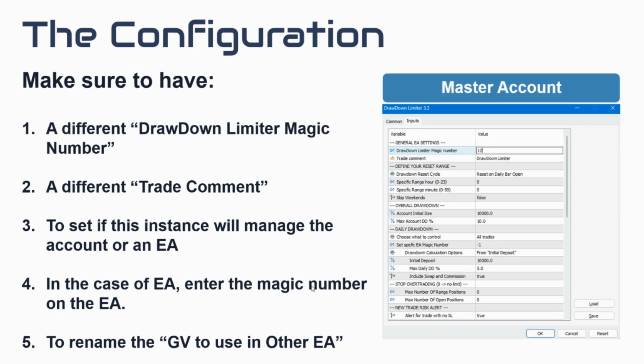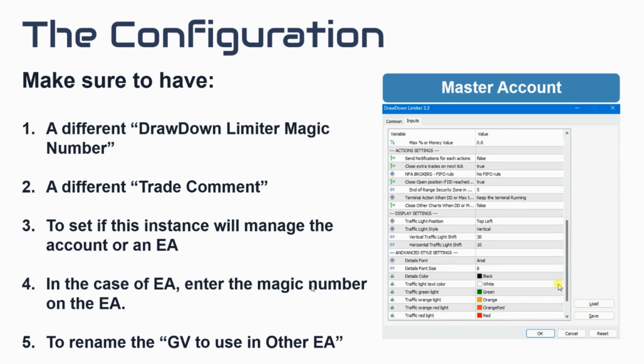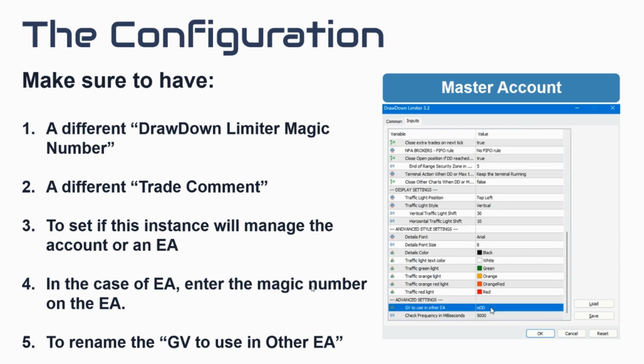So if I look in the configuration for the master account, I'll give it a drawdown magic number 123. I'm changing the trade comment to account. In my case, it's going to manage all my trades because it's my account drawdown limiter, and my risk is $1,000, so it's DD in money. And the final thing I will do is change the SDD to SDD account, so I know it's the global account limit that is reached.